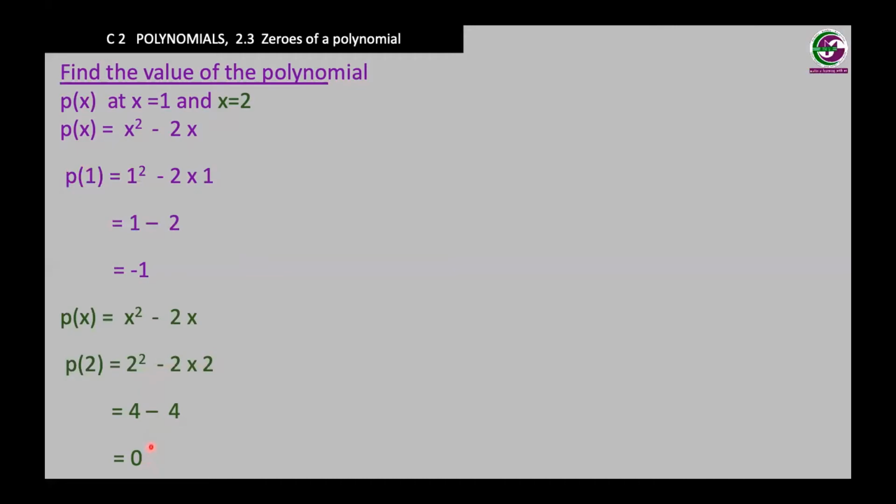Okay, now let us see the same expression in the form of finding the 0 of the polynomial.